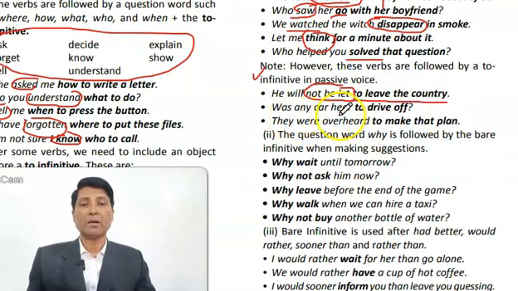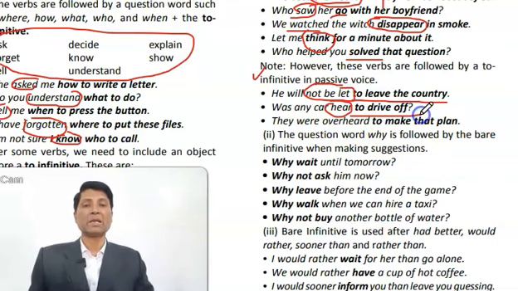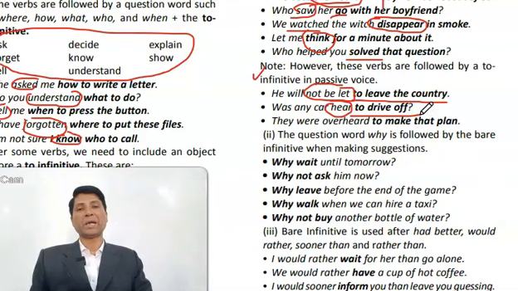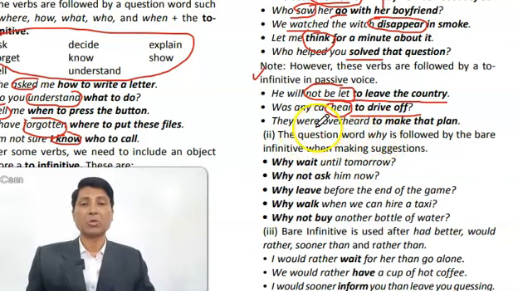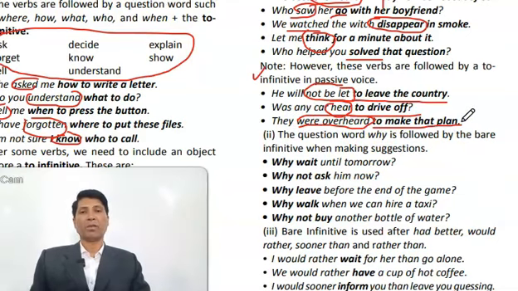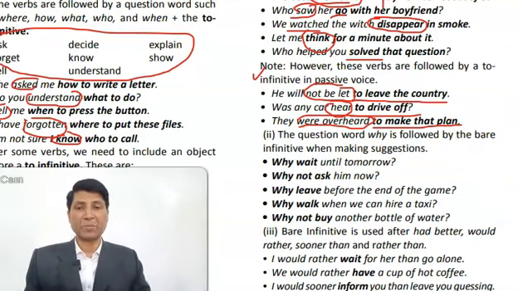Was any car heard? Here "heard" should be used. Was any car heard to drive off? So here "heard" is changed into the passive voice, and this "to drive off" becomes the full infinitive. They were overheard to make that plan. So this "were overheard" is in the passive voice, and therefore this infinitive is with "to". So these rules should be kept in mind.